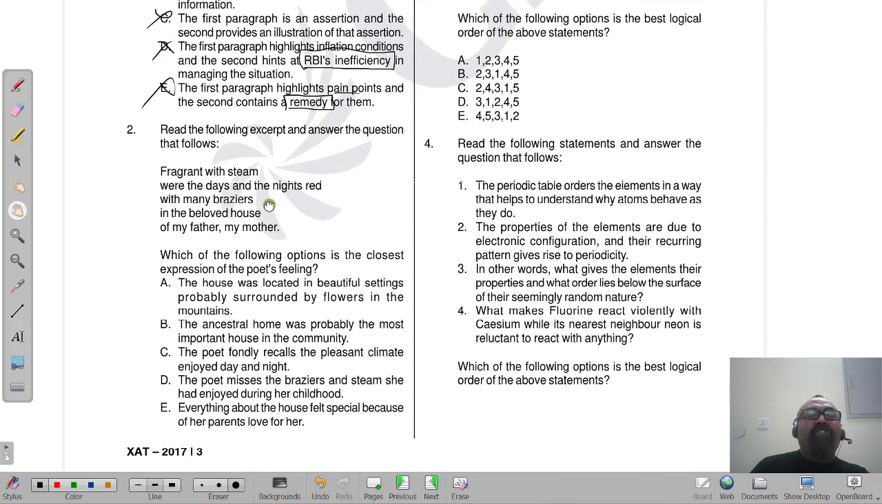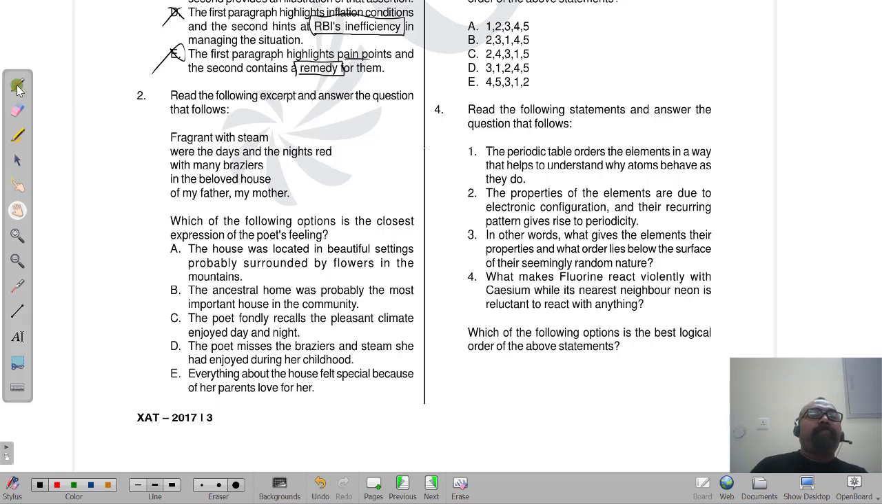Let's have a look at question number 2. This is a poem. I think the US way of saying it is poem. I think they say poem. But I think the British way of saying it is poem. I don't know the Indian way of saying poem. It doesn't matter, okay.